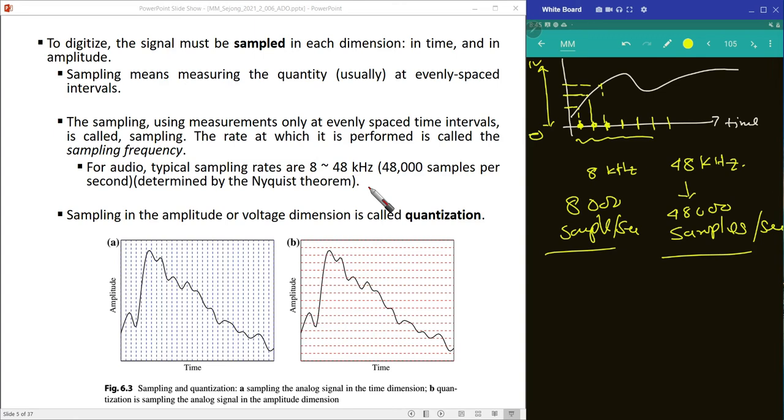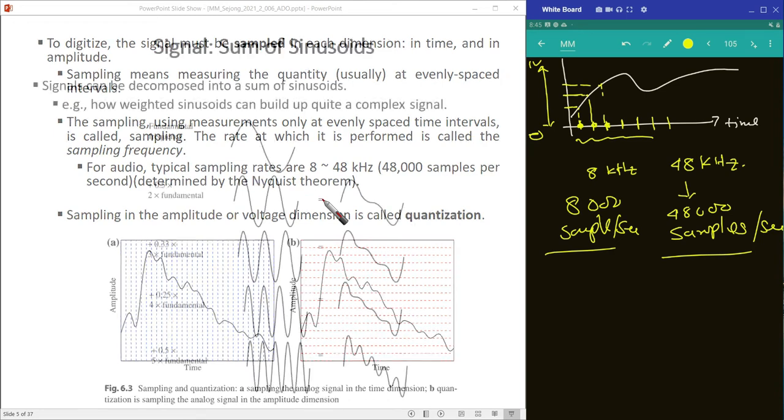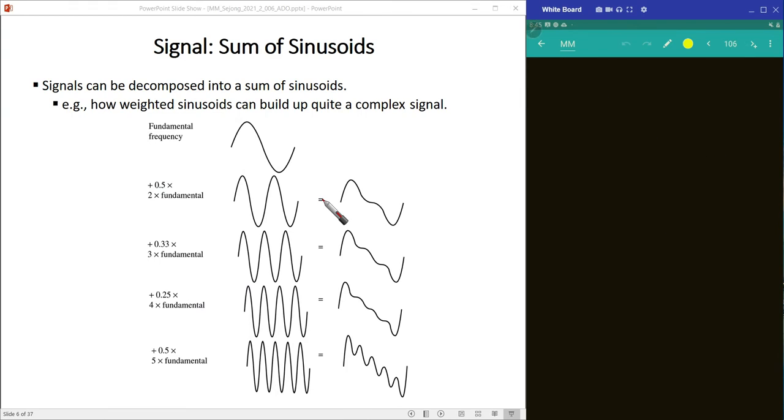But how many samples can we actually take? There is a theory called the Nyquist theorem. Now we will briefly see what we mean by the Nyquist theorem. Let's say this is our signal.